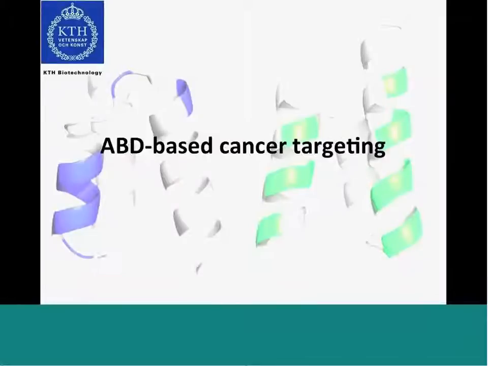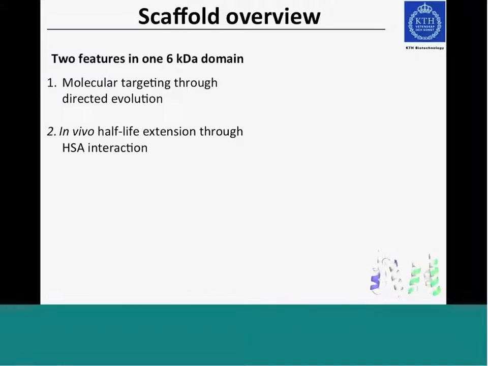Just to give you a quick summary of what you understood, and to emphasize a few points. The two key features we have with the domain are, number one, molecular targeting through directed evolution, and this is achieved by the surface that we have engineered on the opposite side of the ABD, or the albumin binding surface. The second feature is utilized through the HSA interaction, and what this enables us is longer in vivo half-life extension if we would use this for in vivo applications later on.